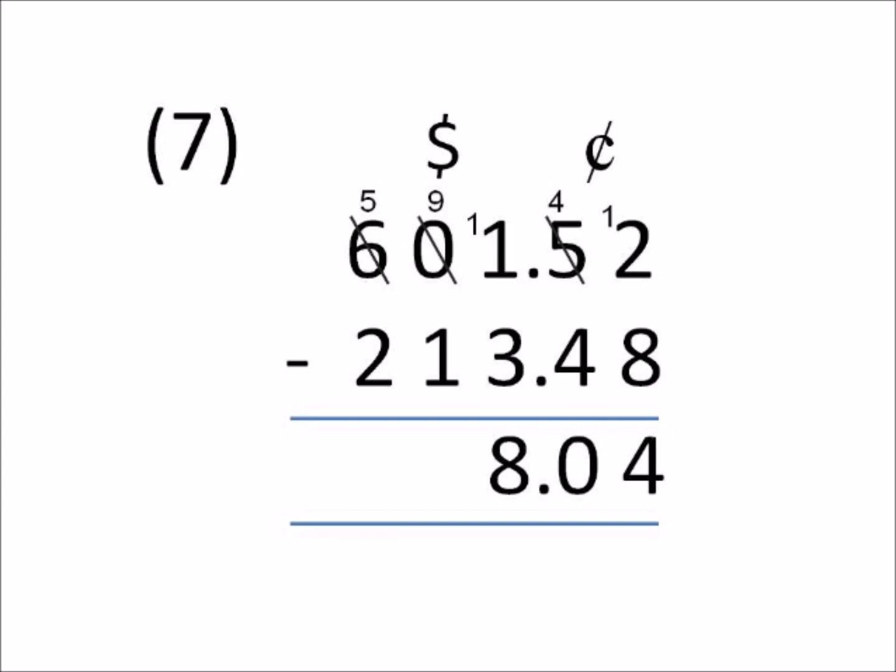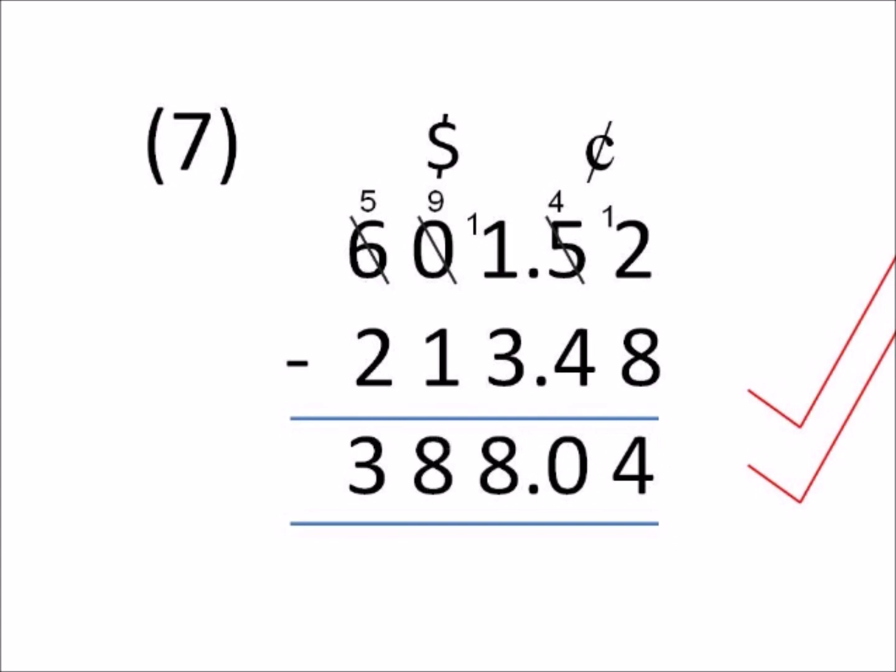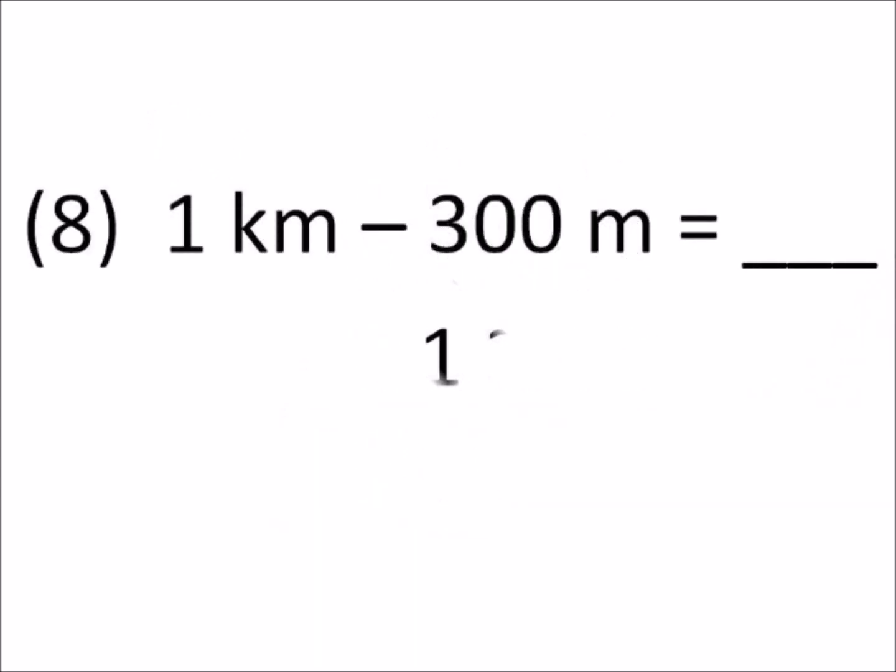Now the rest would be fairly simple once you've done that. There you have it. 9 take away 1 is 8, and then 5 take away 2 is 3. So you get 388.04. That was a bit hard, so 2 marks for that as well. Practice your students with that if they are unsure on what to do when they have to rename, or if they are skipping 1 zero or 2 zeros.